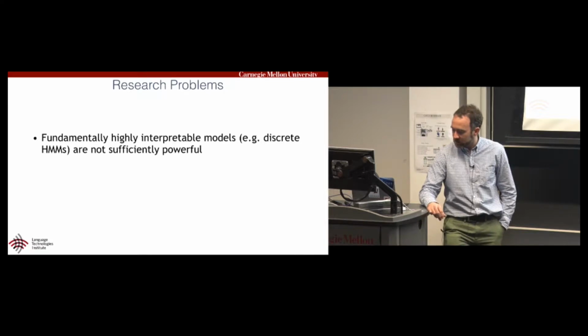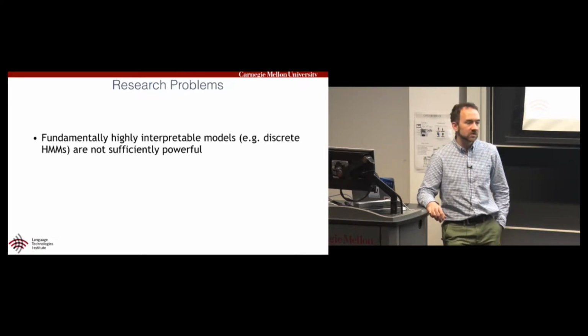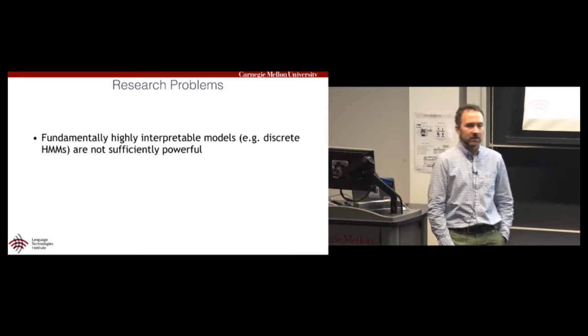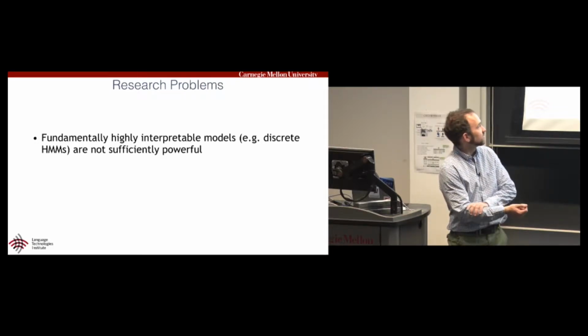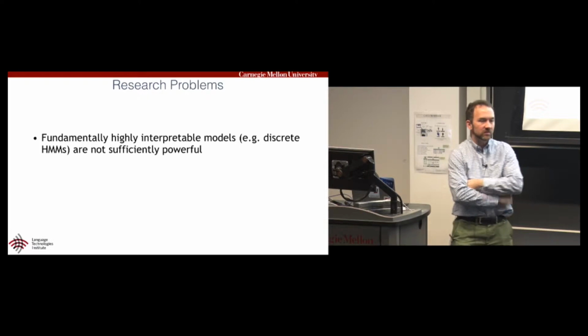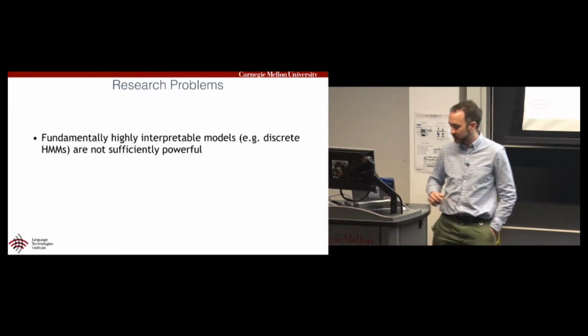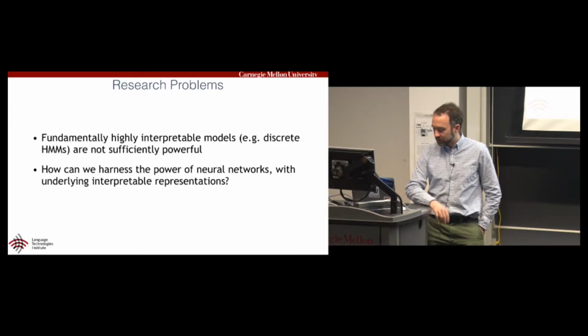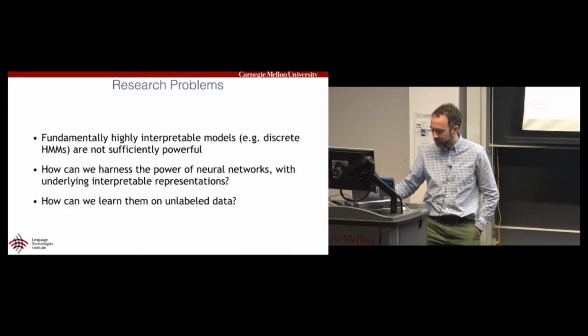So the problem is, there are fundamentally interpretable models that are already interpretable in the first place. For example, in language processing, we have hidden Markov models. These are not sufficiently powerful to do well. So this is the reason why we use things like LSTMs or other things like this. So then the question becomes, how can we harness the power of neural networks that have underlying interpretable representations? And how can we learn them on unlabeled data? So on data where we don't necessarily have labeled representations in the first place.